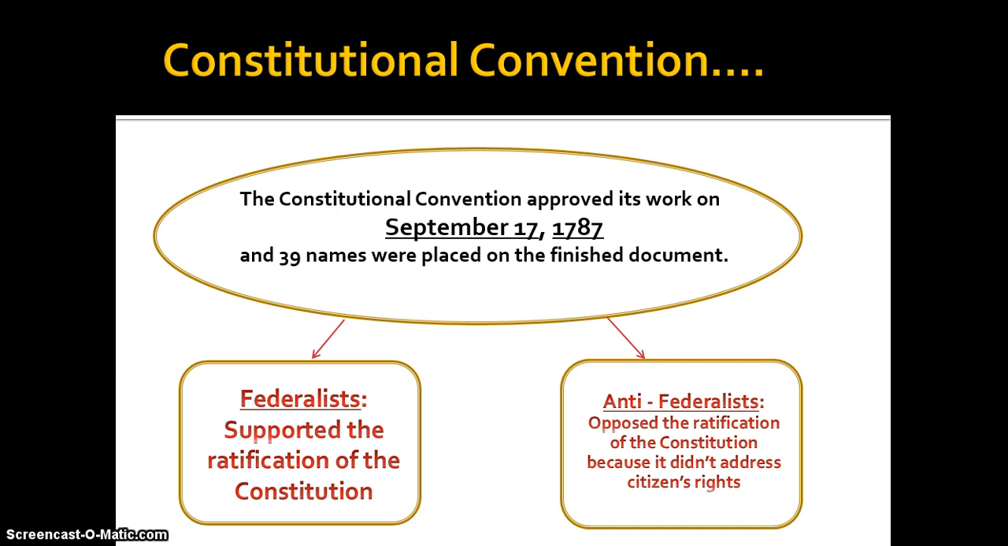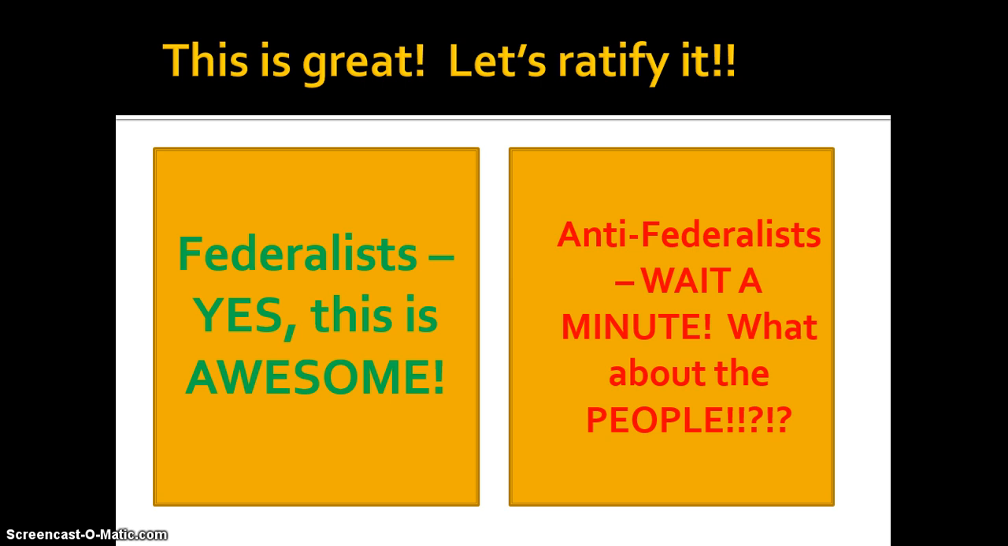The convention approved its work in September of 1787. Two groups of people that came from this convention were grouped into Federalist and Anti-Federalist. Federalists supported the Constitution. They said, this is great, let's ratify it, this Constitution is awesome. Anti-Federalists are like, hold up, wait a second, what about the people's rights? Because the Constitution set up the government and didn't address those rights that should be guaranteed to the people, the Anti-Federalists were strongly against it.